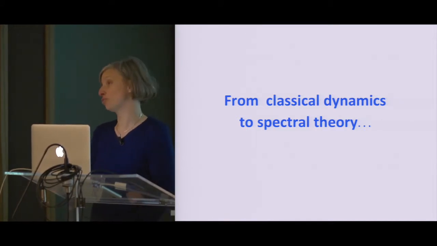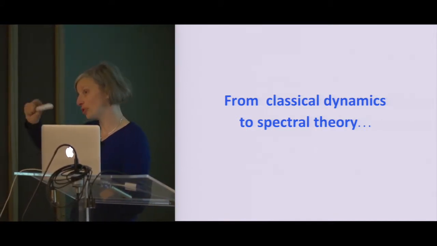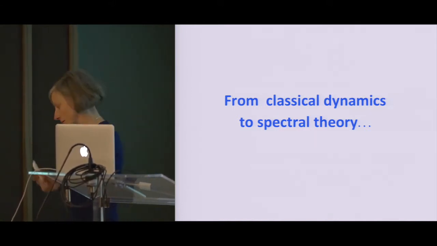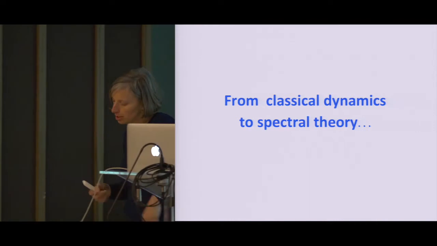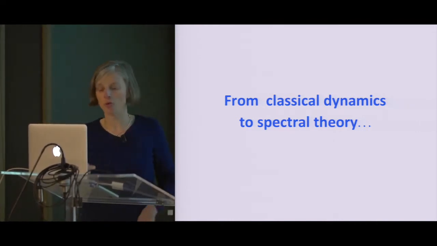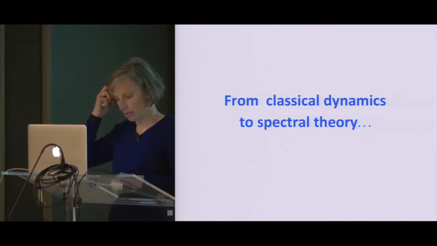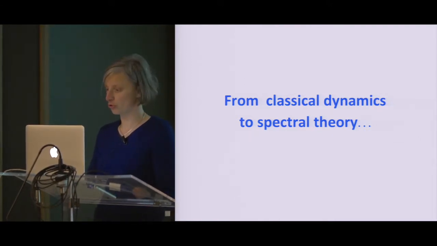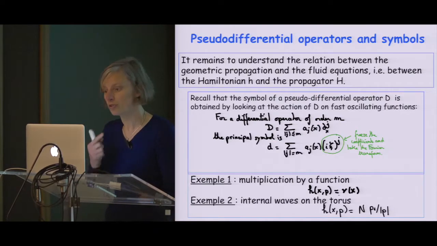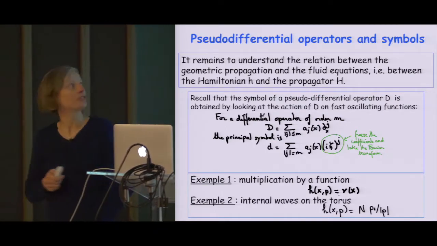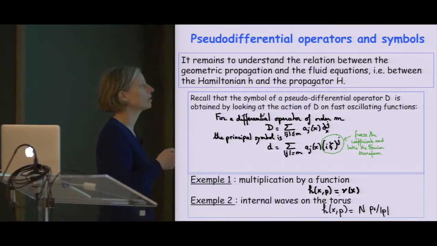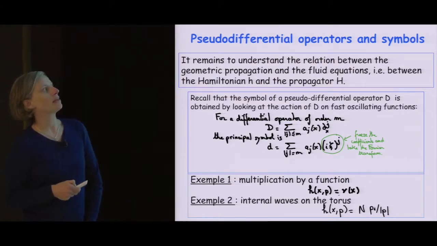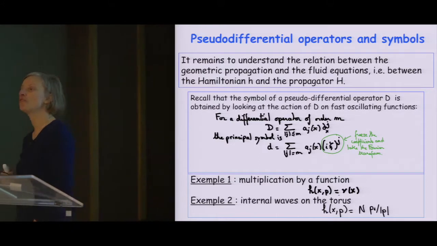So now what I would like to do is to make the connection between this Hamiltonian dynamics, which you obtain in general by this geometric approximation, and the real pseudo-differential operator. Once again, this is a little bit more technical, but I would like to try to explain. What I need here is the notion of symbol of an operator.